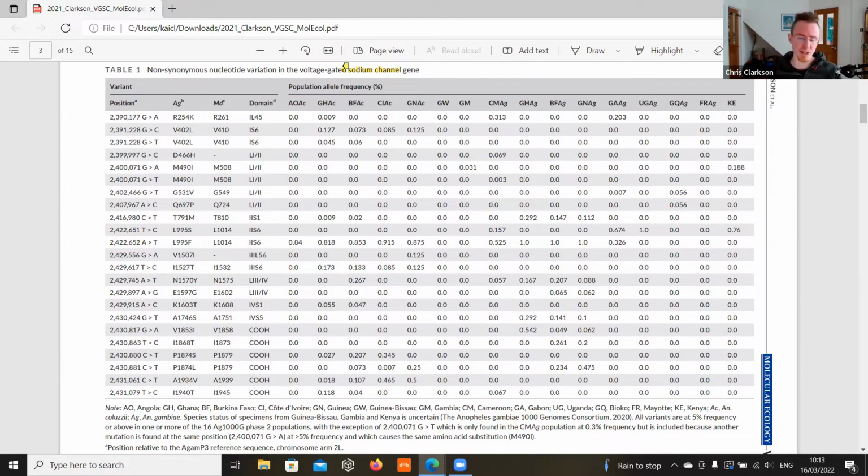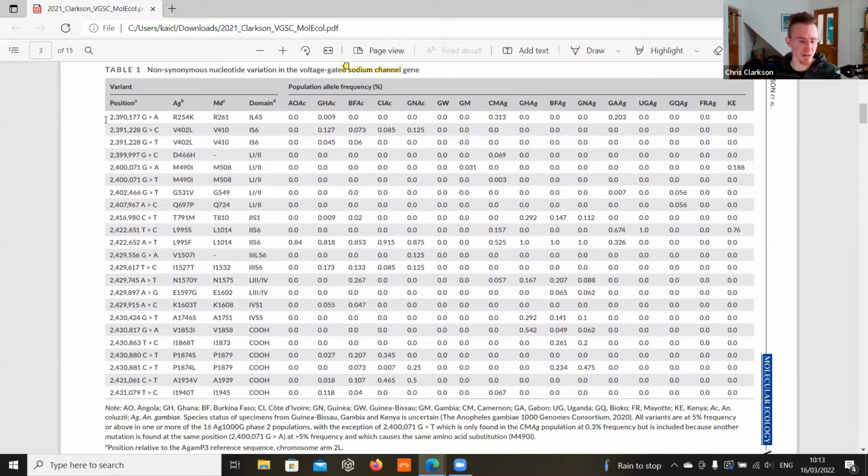We looked for non-synonymous mutations, and we looked for those that were at or above a 5% frequency. That's because we expect mutations that are under selection, if they're causing some sort of insecticide resistance phenotype, that would be beneficial to the mosquito. We would expect those to rise in frequency. So we just look at those non-synonymous mutations over 5%. And then here we can see 23 variant alleles that fit this criteria. It looks very similar to those tables we produced in the workshop.